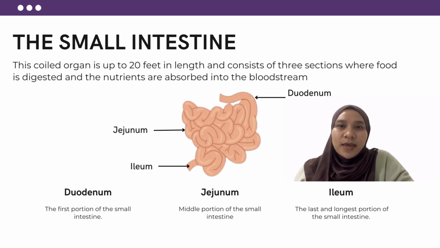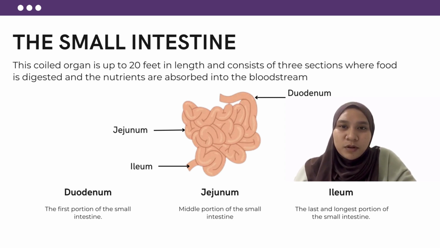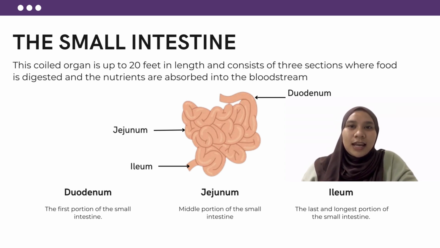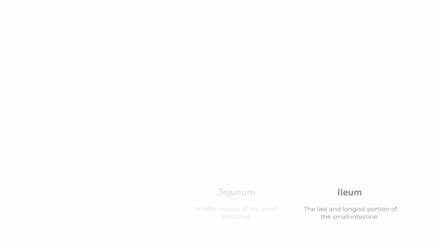The duodenum extends from the pylorus of the stomach to the jejunum. The jejunum is the middle portion of the small intestine that extends from the duodenum to the ileum. And lastly, the ileum, which is the last and longest portion of the small intestine, extends from the jejunum to the cecum of the large intestine.